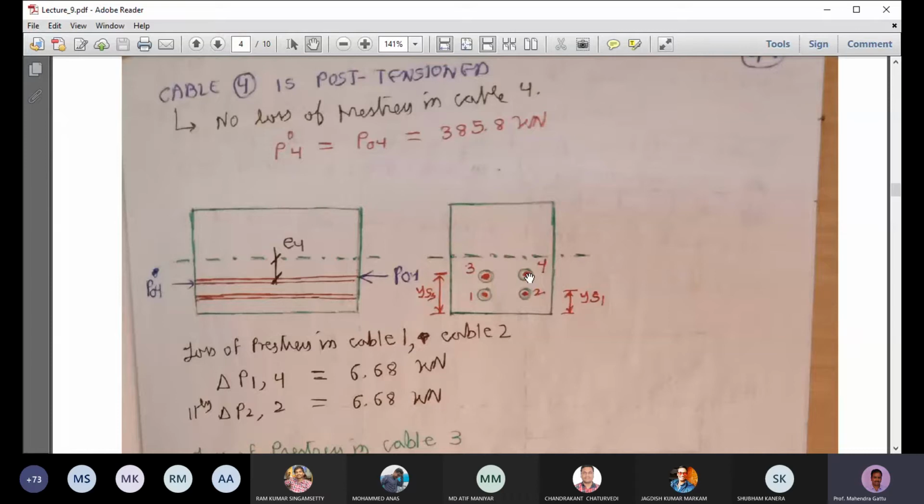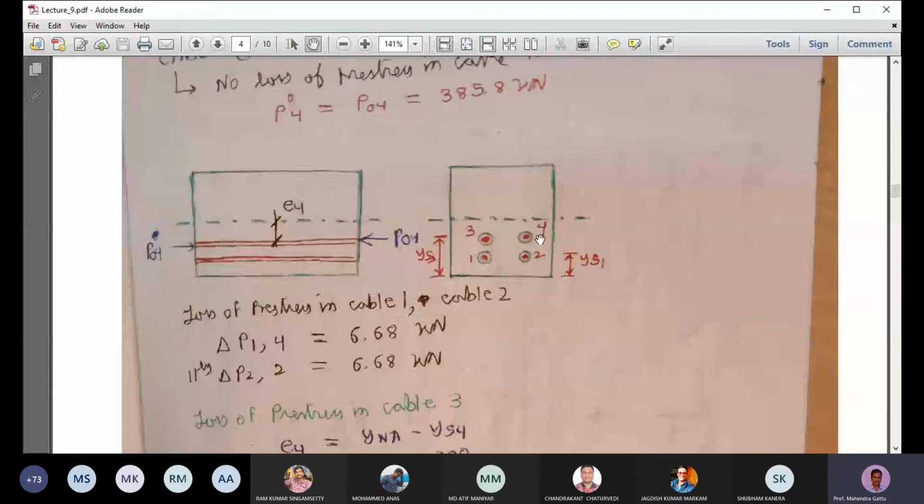So during the post tensioning process, the hydraulic jack force being applied on cable 4 will be retained, and we will have P04 is P04. So we're getting around 385.8. So there is no loss of pressure in cable 4. However, the concrete near cable 3 will undergo compression, and then there is a decrease in the tensile strain in the cable there. Similarly, there is a decrease in tensile strain in cables 1 and 2. So we will find that out.